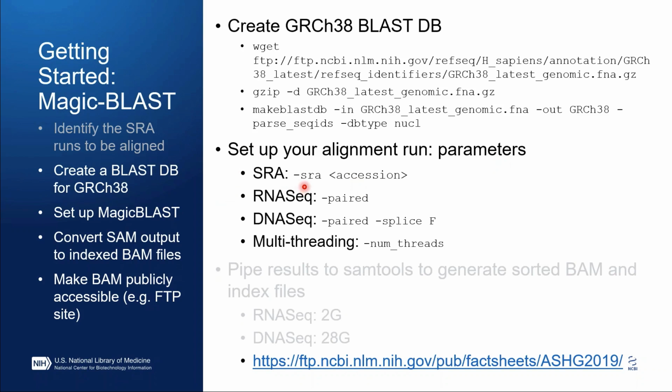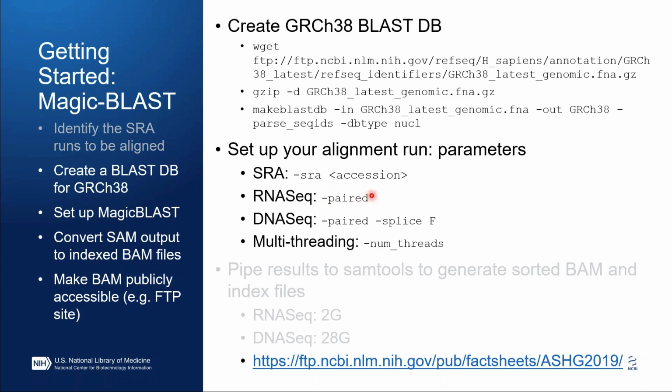First off is this parameter for SRA. So if you are aligning data from SRA, you just plug in the accession right here. This is the cool thing about Magic Blast that I want to reiterate here: you don't have to go to SRA and download these reads from SRA. For Magic Blast, you can just give the tool the SRA accession, and it'll take care of the rest for you. So that saves you a bunch of time and disk space in terms of working with this.